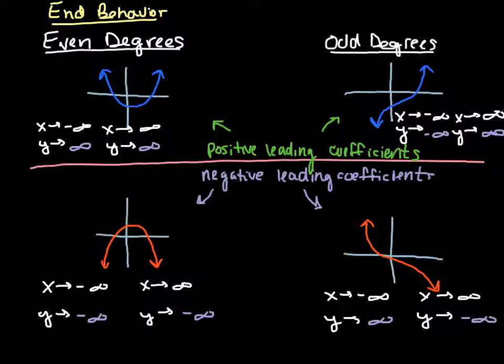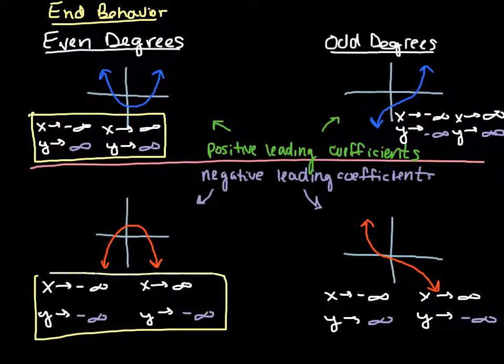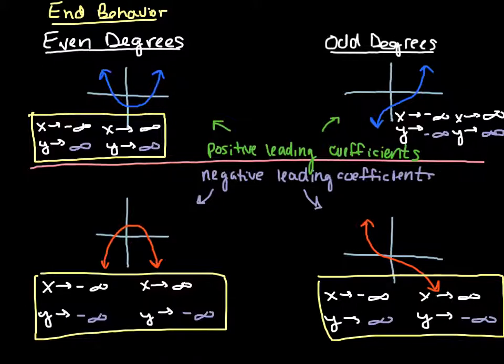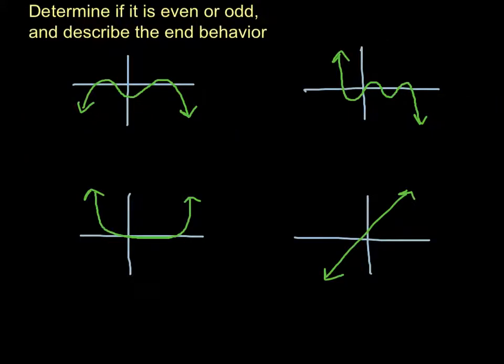Alright, so this is what you want to pay attention to. These little boxes here. So when I say to describe the end behavior, this is what I'm referring to. You'll have to tell me what's happening to the x's and the y's on the ends, and if they're positive or negative. Alright, for these problems, I said to determine if it's even or odd, and then describe the end behavior.